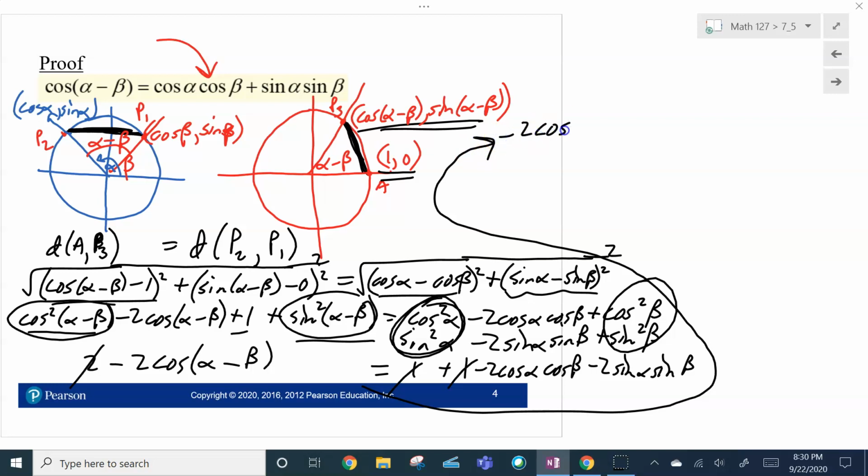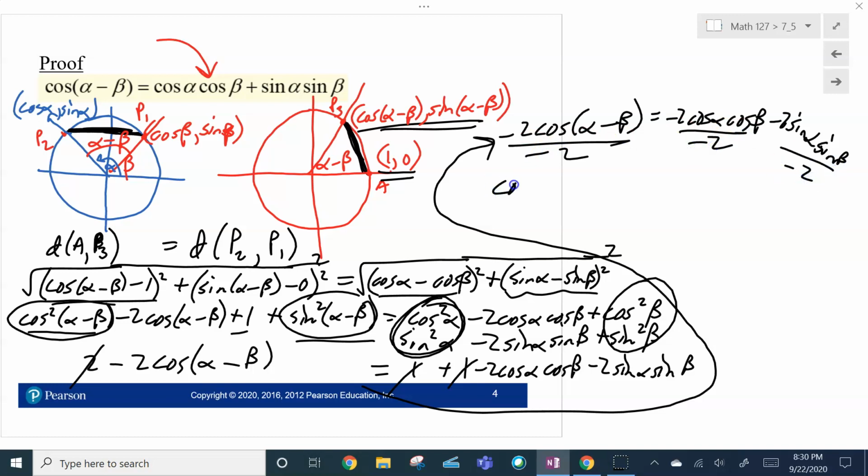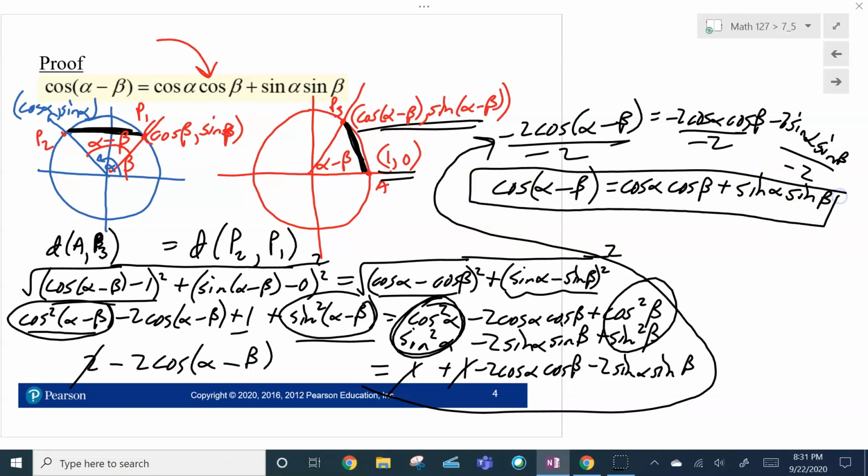Negative 2 cosine alpha minus beta equals negative 2 cosine alpha cosine beta minus 2 sine alpha sine beta. Divide everything by negative 2. So cosine alpha minus beta equals cosine alpha cosine beta plus sine alpha sine beta. And there you have it. Okay, so that's where that comes from.